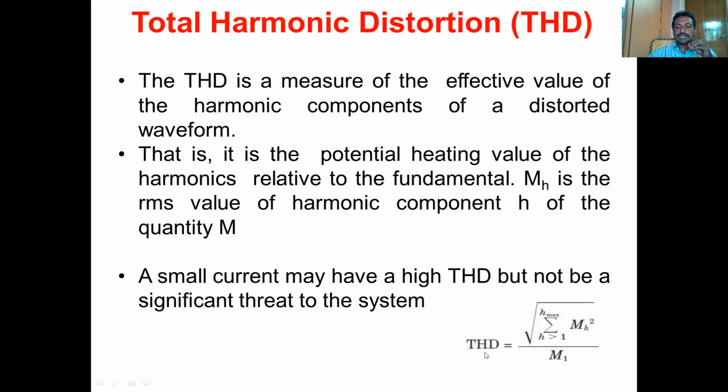See how to measure it. Total harmonic distortion is equal to the square root of the sum over H greater than 1, where H maximum may be 3, 5, 7, 9, 11, 13, 15, 17, whatever the value, of MH squared, divided by M1 squared, where MH is the RMS value of the component H. For example, H equal to 1 gives M1, H equal to 3 gives M3, H equal to 5 gives M5. Like this, M1 squared plus M3 squared plus M5 squared, and so on, you add. M1 is the fundamental magnitude of the quantity.